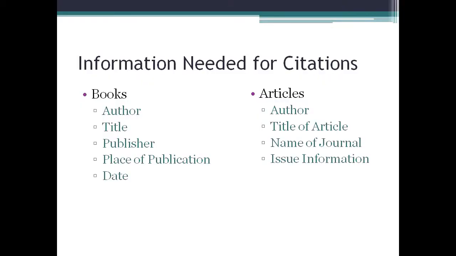All right, information needed for a citation. Books need the author, the title, the publisher, the place of publication, and the date. And if you're doing articles, you need the author, the title of the article, the name of the journal, and the issue information.